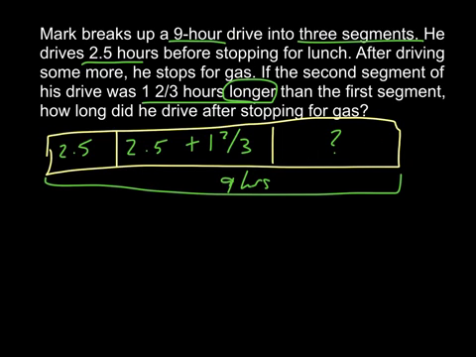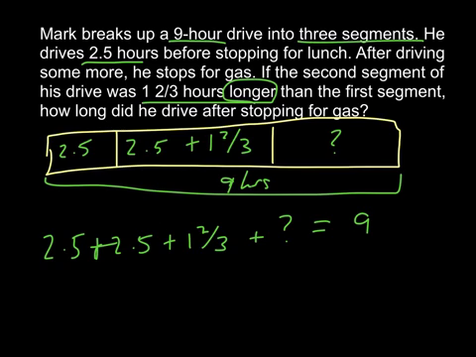So what I would do from here is I would add my common denominators and then add the next step and subtract it from 9. This is what it would look like when you write it out in the equation. Okay, 2.5 plus 2.5 plus 1 2/3 plus something equals 9, and then solve.